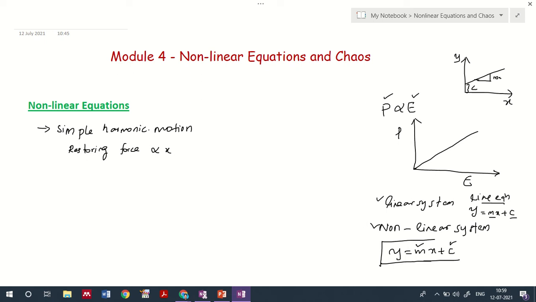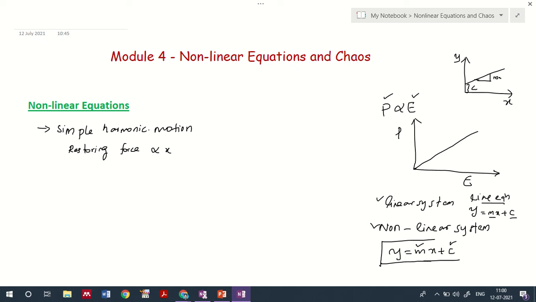Otherwise, there is another way of representation, which is in terms of time. If time is non-linear, that system we can also call a non-linear system. We say that time is moving like 1, 2, 3, but in some other cases the time will vary non-linearly. In that case also we have a non-linear system.